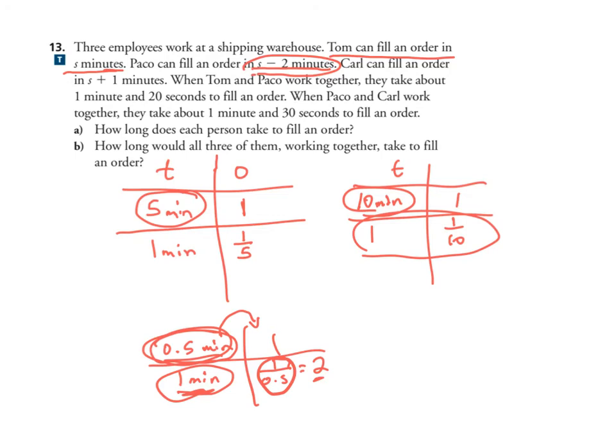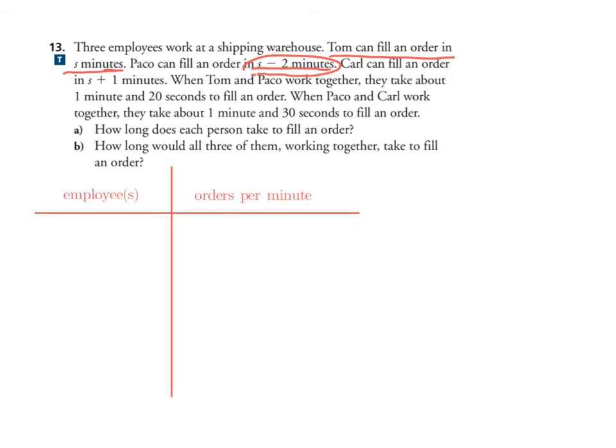So when I read this, I'm going to say Tom can fill an order in S minutes, but instead I'm going to write, in 1 minute, Tom can fill 1 over S orders. And another way of looking at that is if he does 1 over S orders in a minute, then after S minutes, you multiply this by S, he'll do 1 order, and that's what it says. Can fill 1 order in S minutes. So that makes sense.